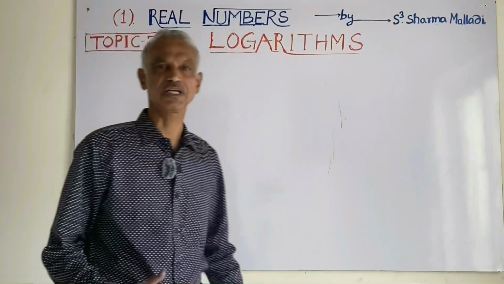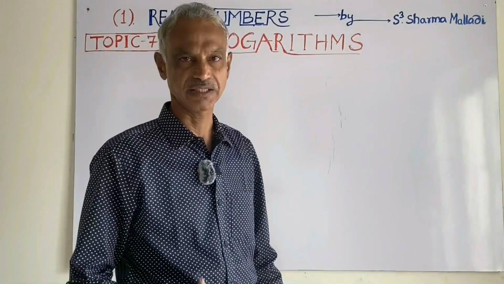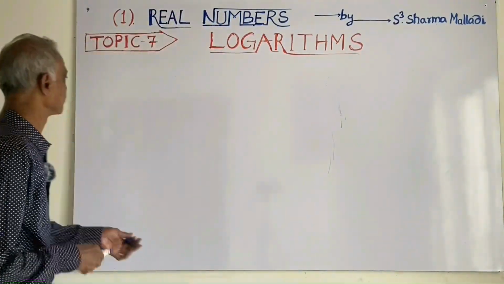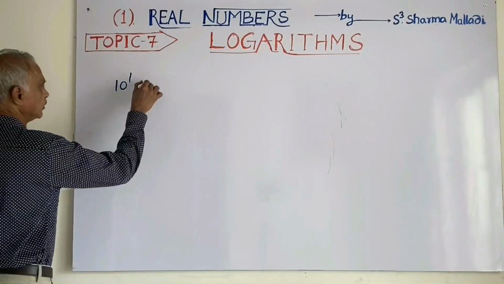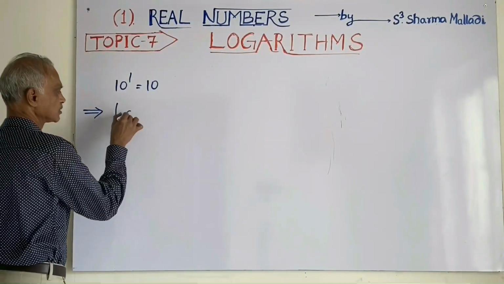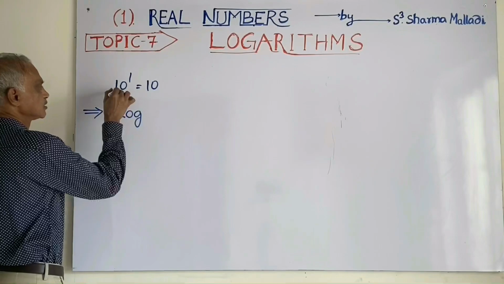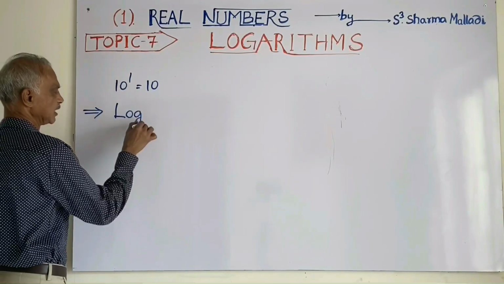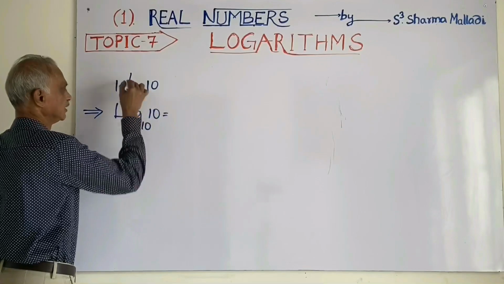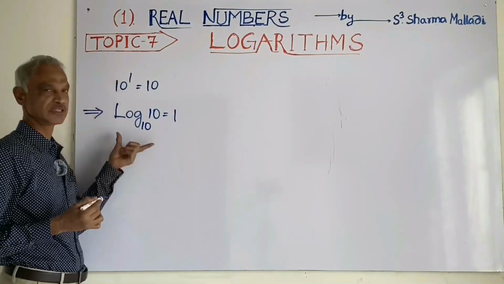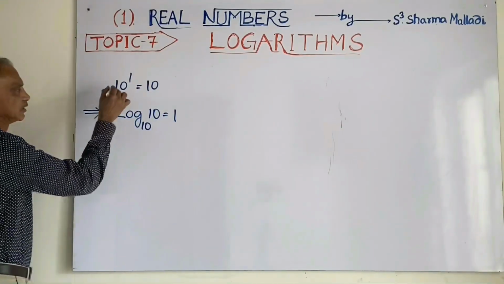First, you should understand the definition of logarithms. First, I will take 10 to the power of 1 is 10 only. Using logarithms, log of 10, this is base. Base will be like this only. And this 10 will come this side. And this is 1. This is the definition of logarithms.